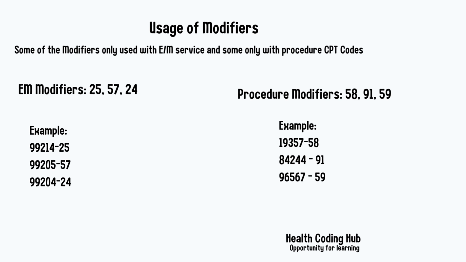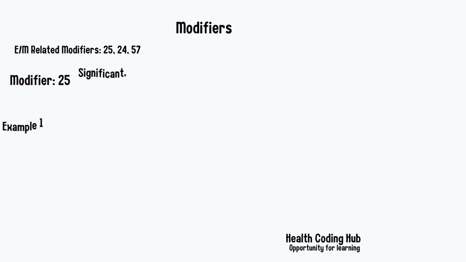Dear friends, as we know, in medical coding we have a wide range of modifiers, which are divided into different categories like E&M related modifiers, radiological related modifiers, and lab testing related modifiers. Today I am going to explain the E&M related modifiers.